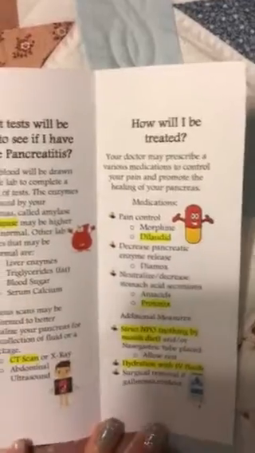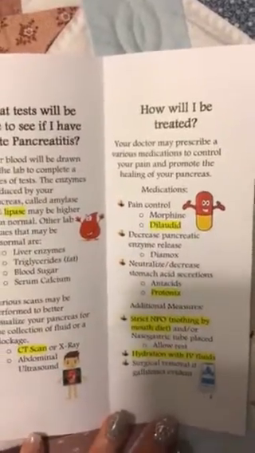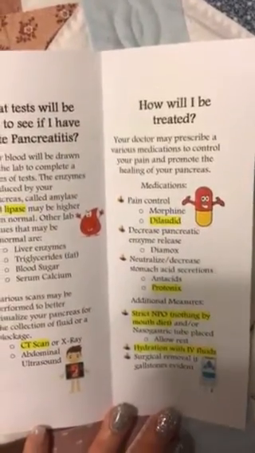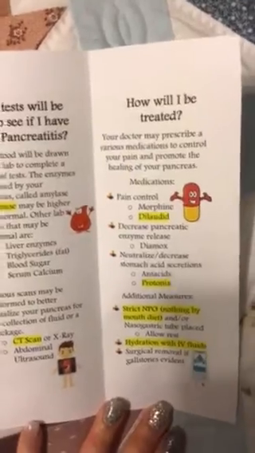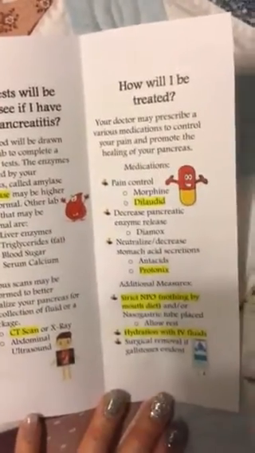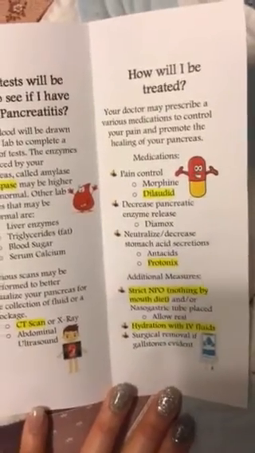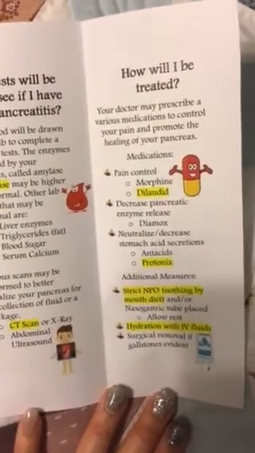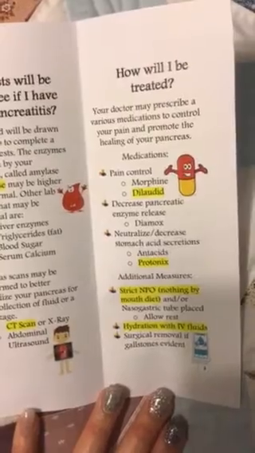So then how will I be treated? So your doctor may prescribe various medications to control your pain and promote the healing of your pancreas. So medications for pain control are the morphine and Dilaudid. To decrease the pancreatic enzyme release, the Diamox. To neutralize or decrease stomach acid secretions, antacids or protonics.